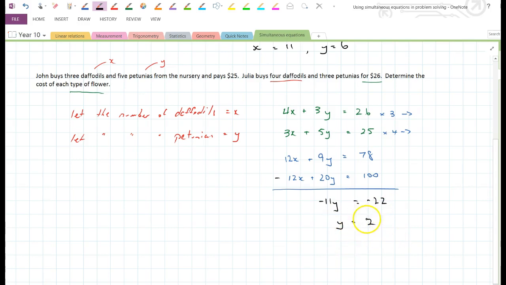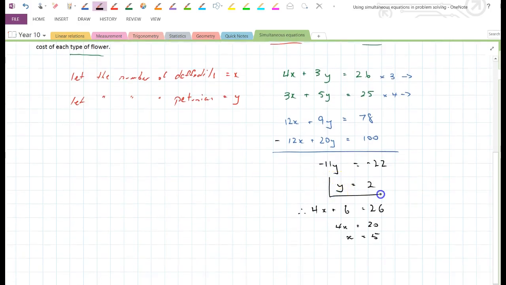And if y is equal to 2, remember now I put y equals 2 into any of my equations, my starting equations, usually I'm going to go back to my originals because they're the easiest ones to work with. So 4x plus, now this is 3y, so I'm working here, y is 2, so that's 6. 3y is 6. It's 26. So 4x is equal to 20. So x is equal to 5. Alright, they're my solutions. Y is 2 and x is 5.